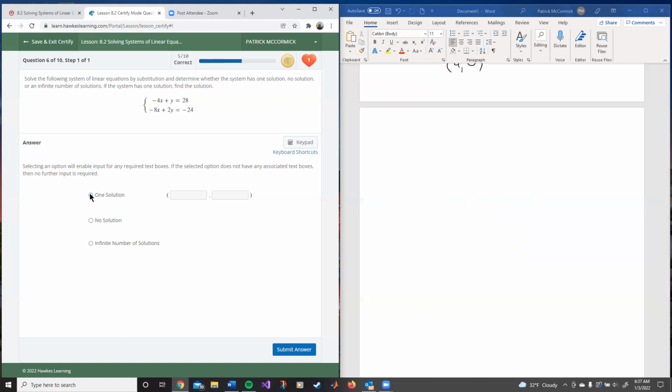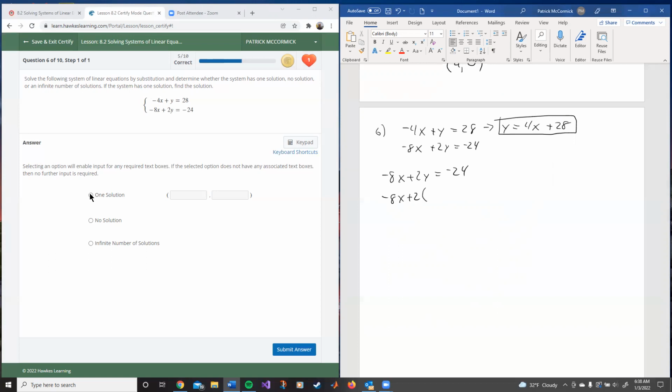All right, so this is number 6. So -4x plus y equals 28, -8x plus 2y equals -24. All right, so which one are we going to use? Okay, look, there's our y by itself. So I'm going to solve that for y. So I get y equals 4x plus 28. There's my substitution. Substitute that into the other equation, always the other one, right? So -8x plus 2 times (4x plus 28).